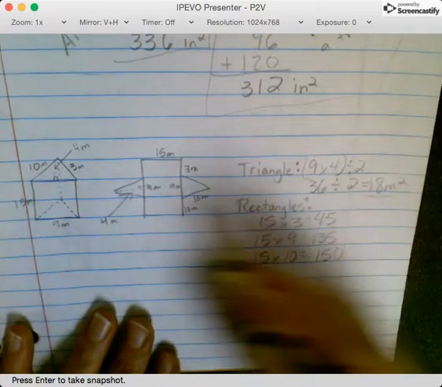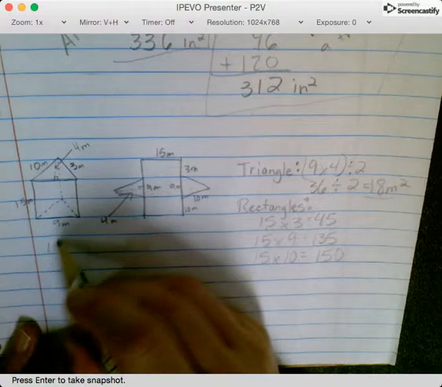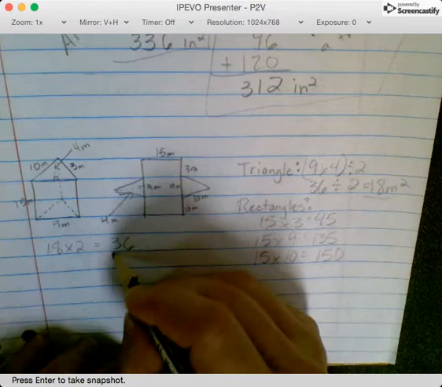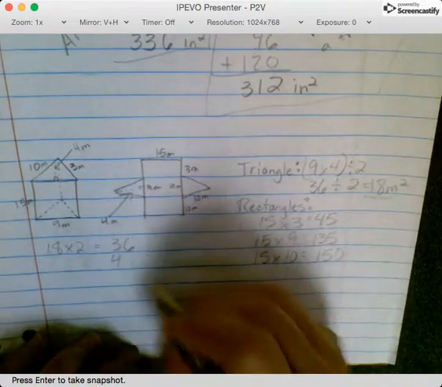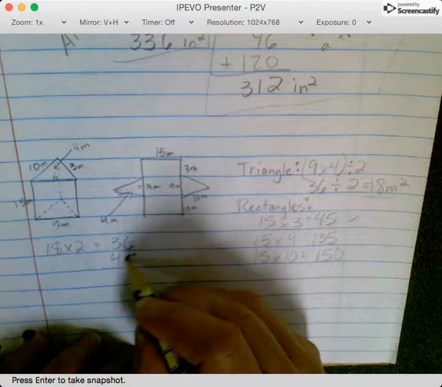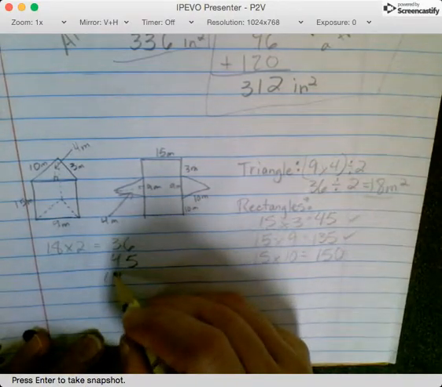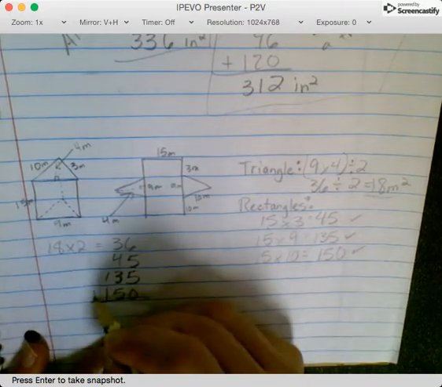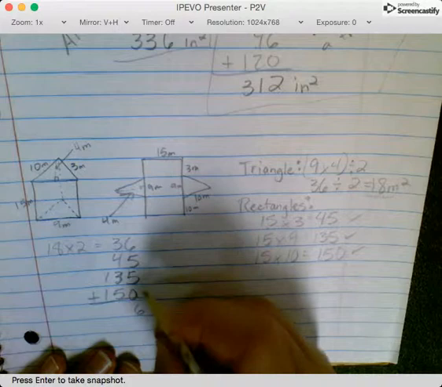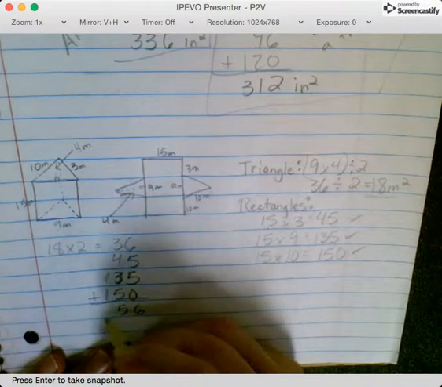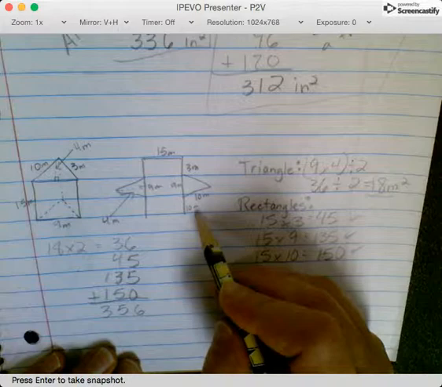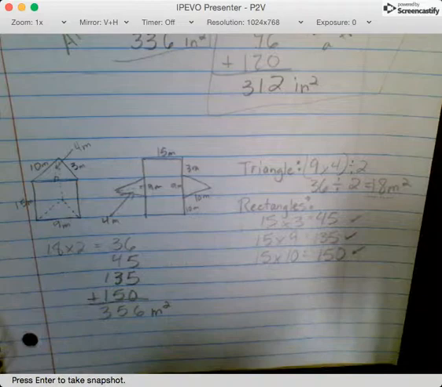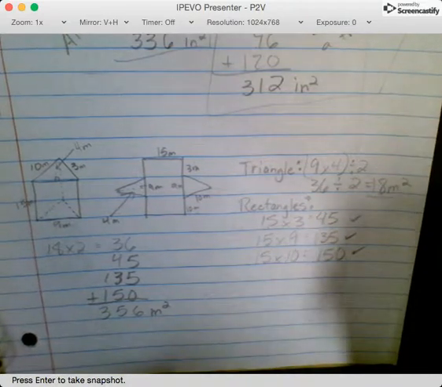Since I have 2 triangles, I take 18 times 2, which is 36, and then I add that to these others. So I have my triangles, I have my 45, I have my 135, and I have my 150. I add them up, and it is meters squared. Okay, I know I went pretty fast on that one. Like I said, I just want to make sure I fit these into a video.